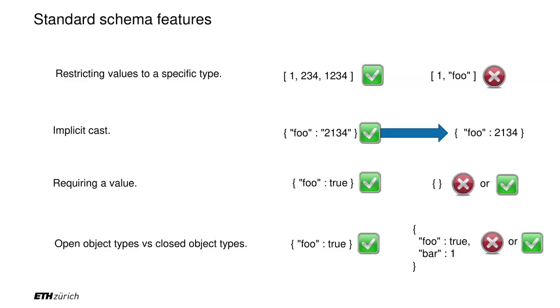It's your choice. The fourth thing you can do is allow or not for extra keys. That's open or closed. You can open your object type or you can close your object type and allow or forbid additional keys, right? That's also something that is in your control. You can choose to do it or not to do it.